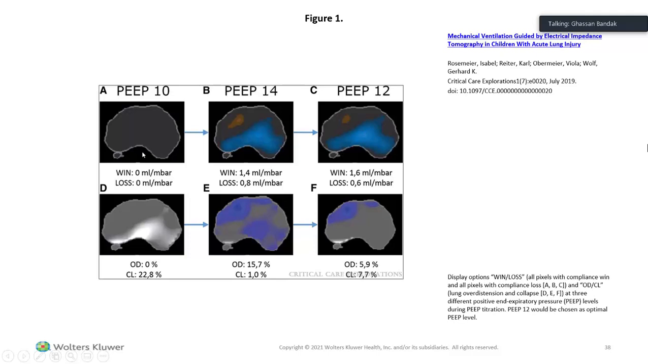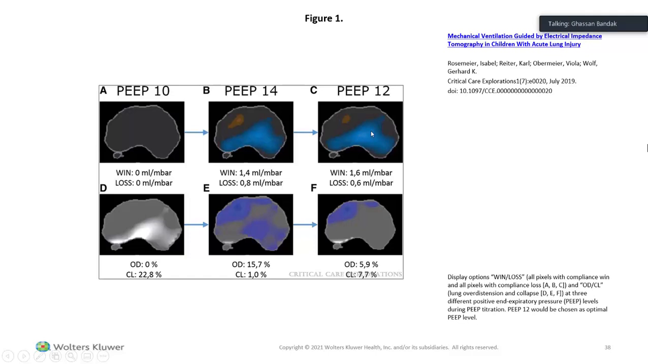Okay, so let's go back. At a PEEP of 10, we want to evaluate PEEP of 12 and 14 compared to 10, whether you win or lose compliance and whether you cause overdistension or lung collapse. So as you went to a PEEP of 14, you gained compliance in the blue here, and you lost a little bit of compliance here because you caused overdistension. At a PEEP of 14, you achieved a better balance. There is not a lot of white. White is collapse. There is not a lot of purple. Purple is overdistension. And most of the image is showing gained compliance.